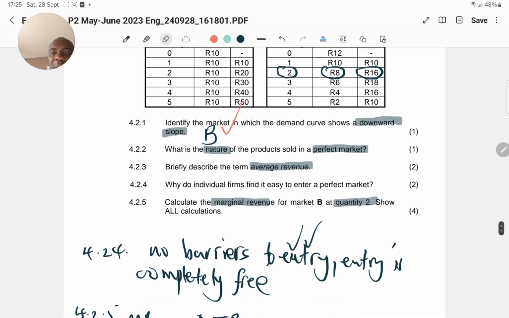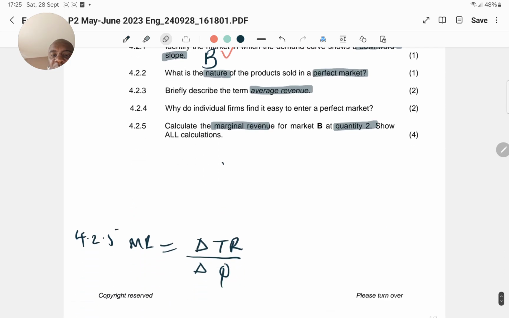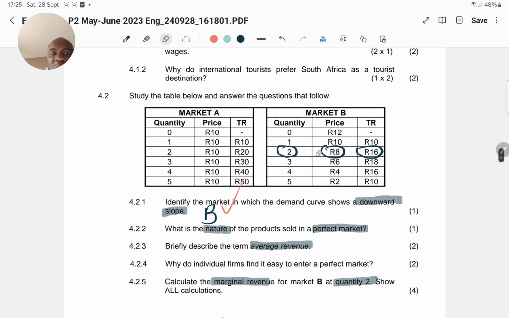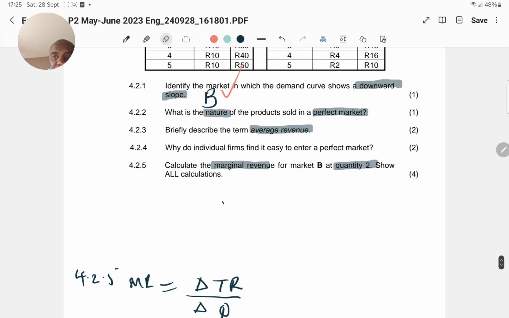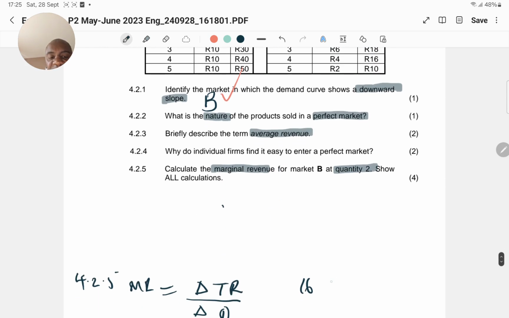Let's go back to the formula. It's change in total revenue divided by change in quantity. So you go to your total revenue at unit 2. It's 16. But remember, we don't want the total revenue, we want the change in total revenue. So you look at what the total revenue was before, which was 10. That means you subtract 16 minus 10.